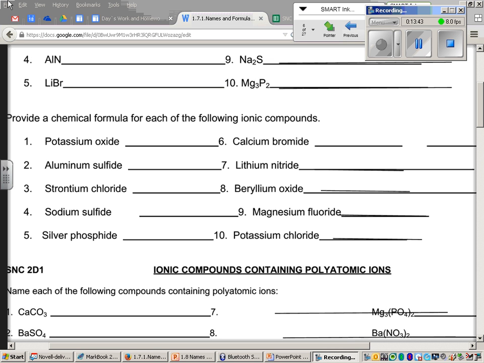Okay. So potassium oxide. This time I just want... Oh, I don't have my microphone on. Not much of a recording if I don't put a microphone on. This time I just want the formulas. Don't tell me what the crossover or this and that. Just tell me what the formula is.